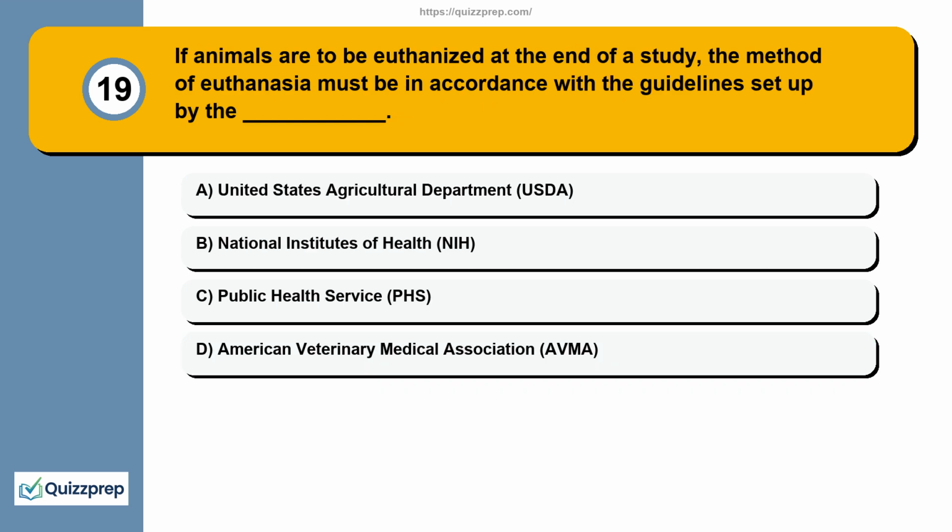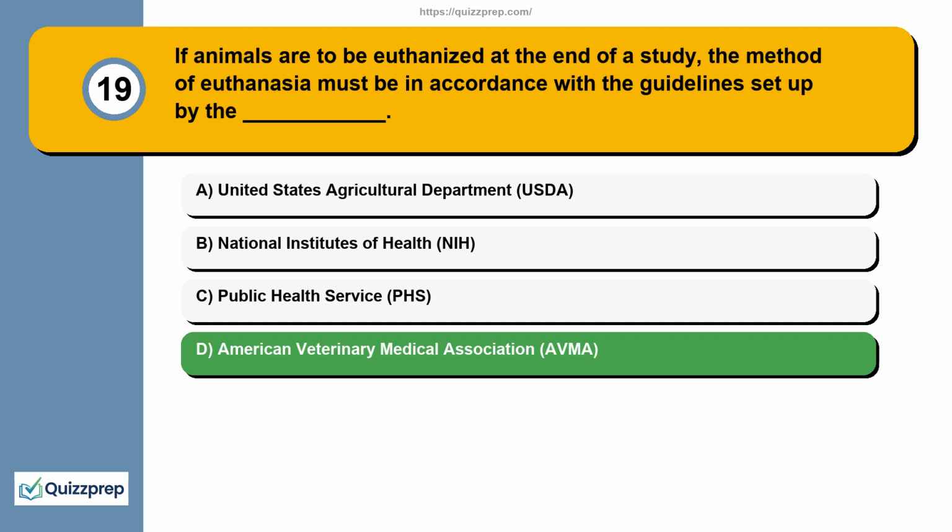Question 19. If animals are to be euthanized at the end of a study, the method of euthanasia must be in accordance with the guidelines set up by the blank. Option A, United States Agricultural Department, USDA. Option B, National Institutes of Health, NIH. Option C, Public Health Service, PHS. Option D, American Veterinary Medical Association, AVMA. The correct answer is option D, American Veterinary Medical Association, AVMA.